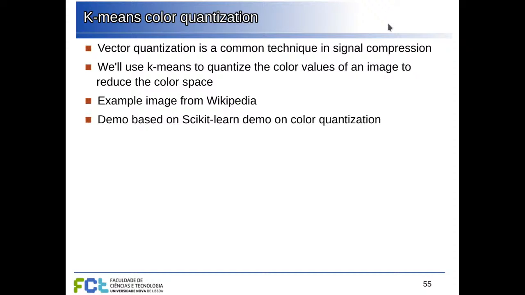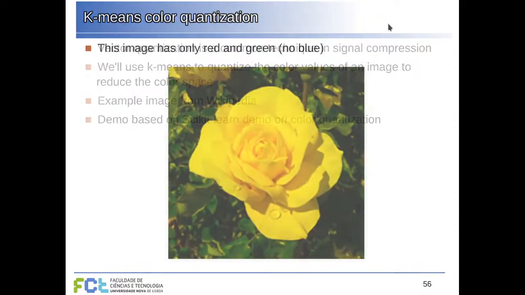K-means historically comes from vector quantization, which is a technique used in signal compression, and it consists in converting continuous values to a discrete set of ranges, clusters, so to speak, if we are looking at it from a perspective of clustering. So this is an example, an image example from Wikipedia, and you have this demonstration on scikit-learn. You're going to do something similar on the tutorial too.